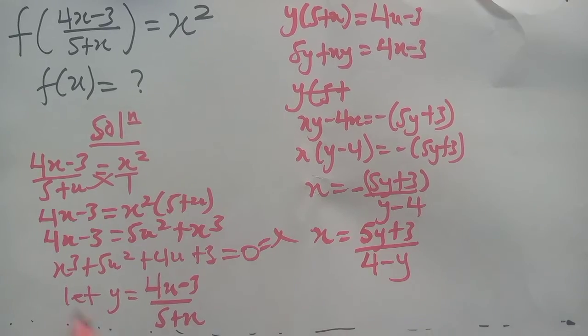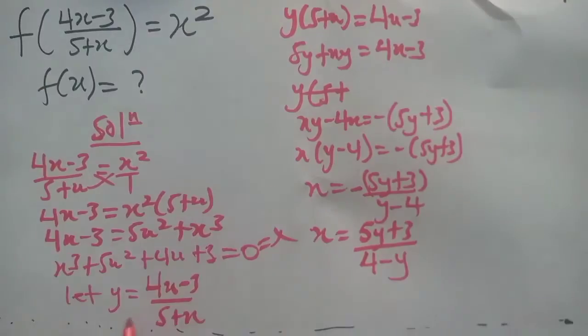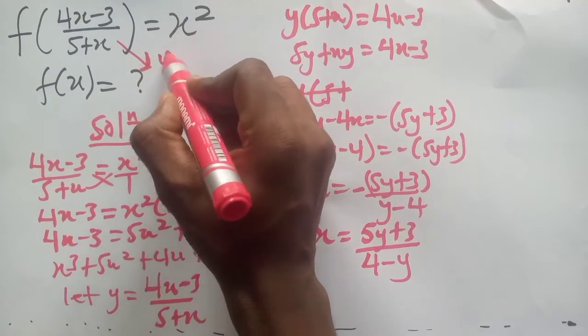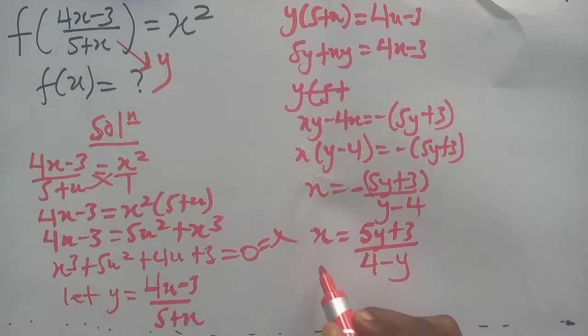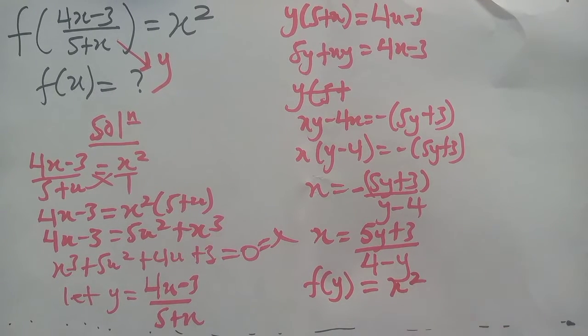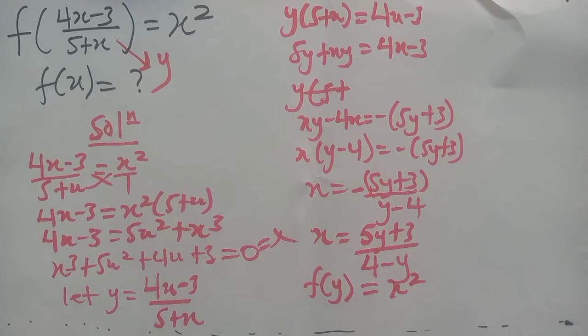Now from the general equation over here, we said that f of this is equal to x squared, and then remember we set y equal to that. So why don't we set this whole thing here equal to y? Setting the whole thing equal to y becomes f of y is equal to x squared. Now what is x? x is basically this. So in order for us to get x squared, it's just by squaring that. So let's go ahead and do that.